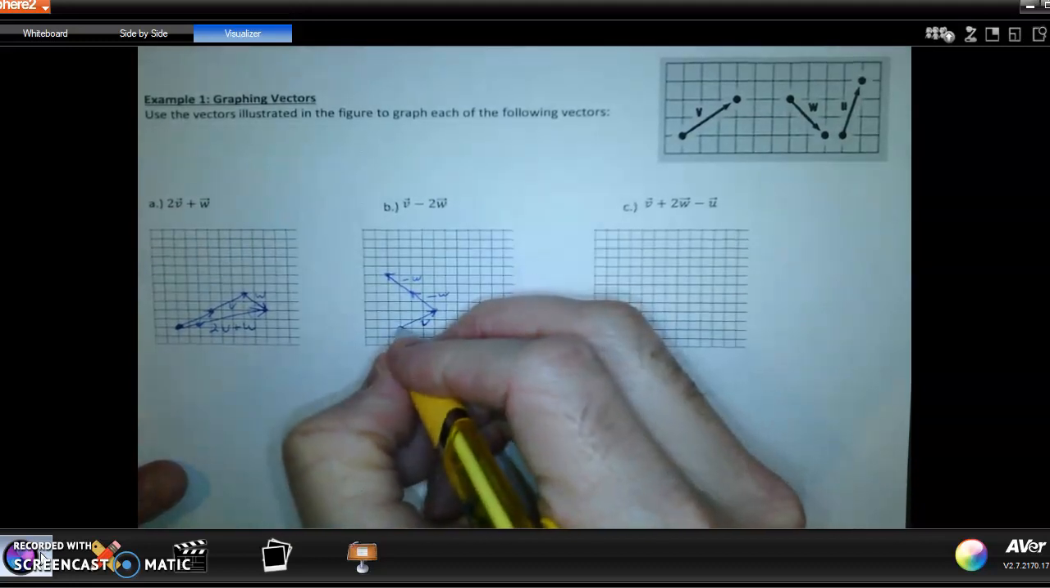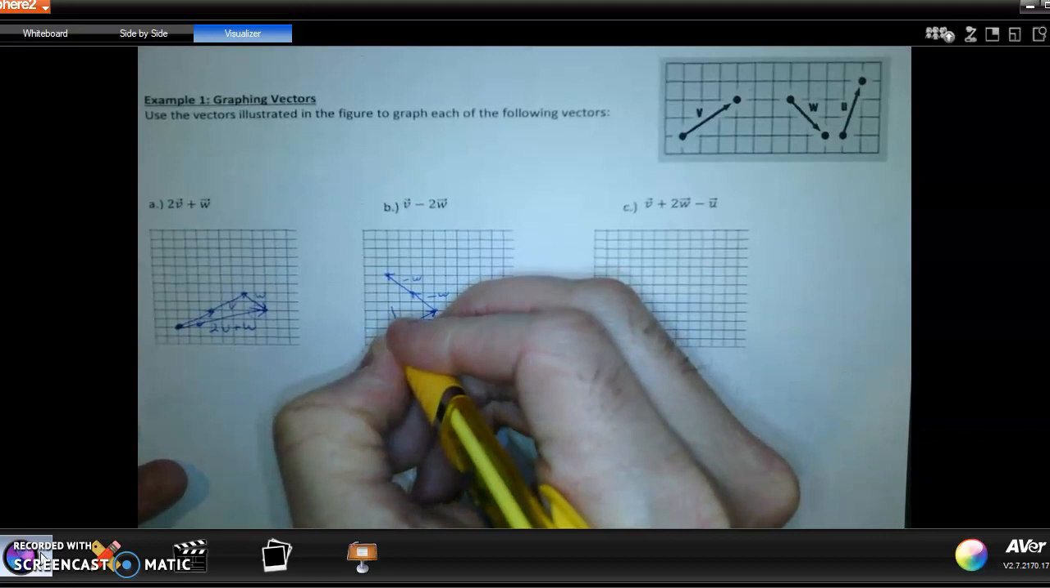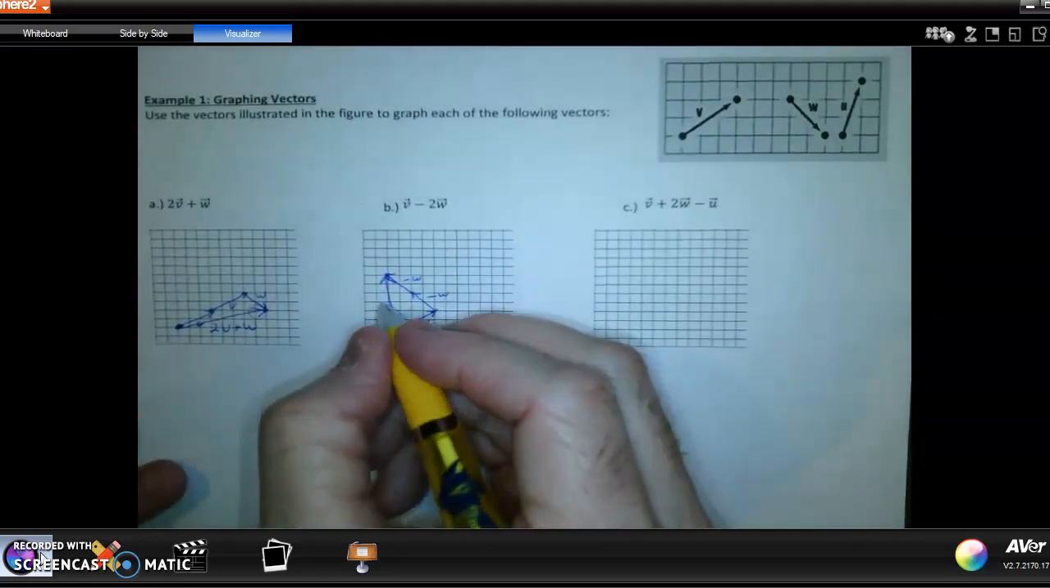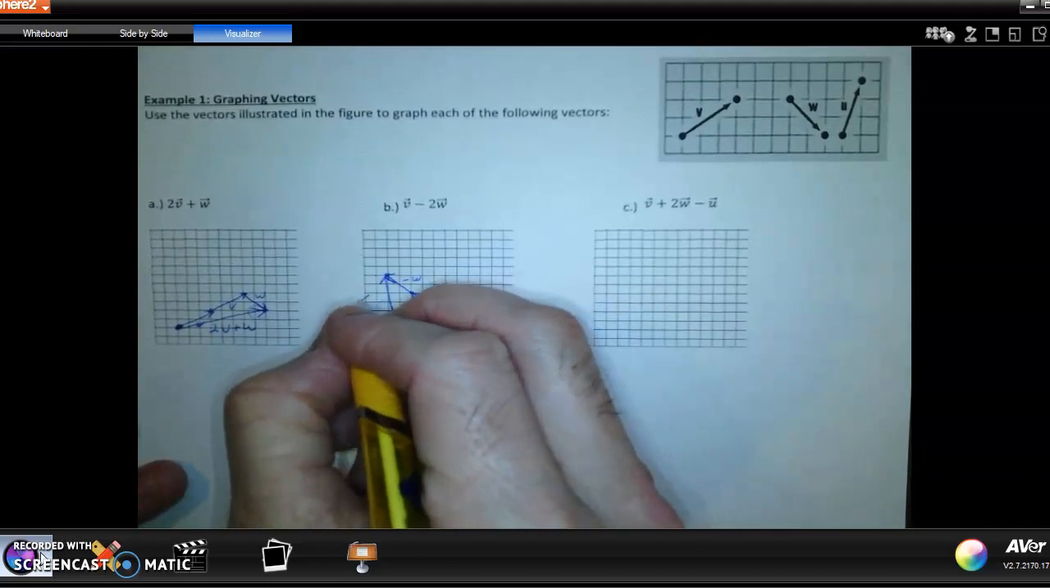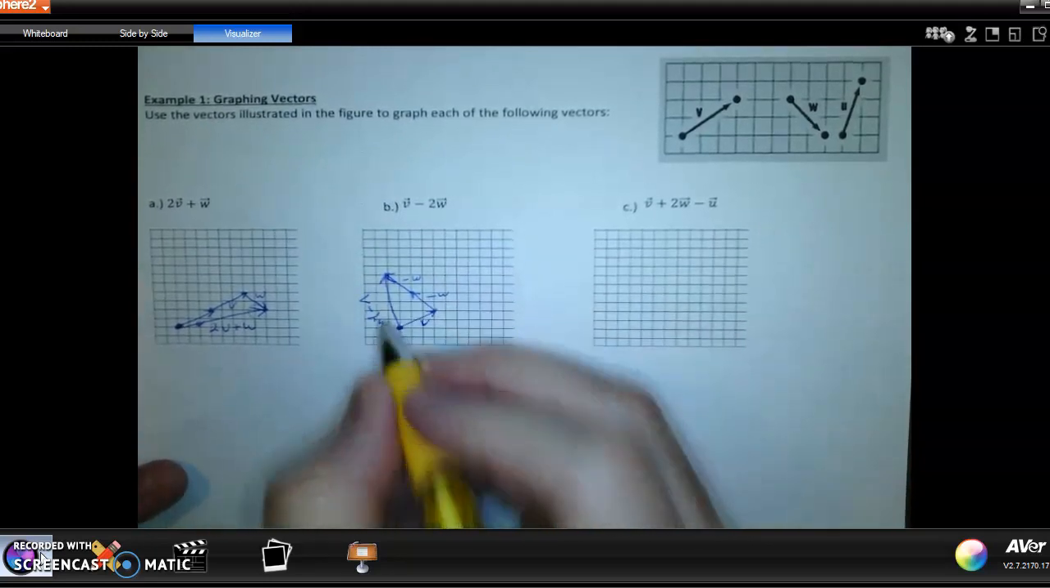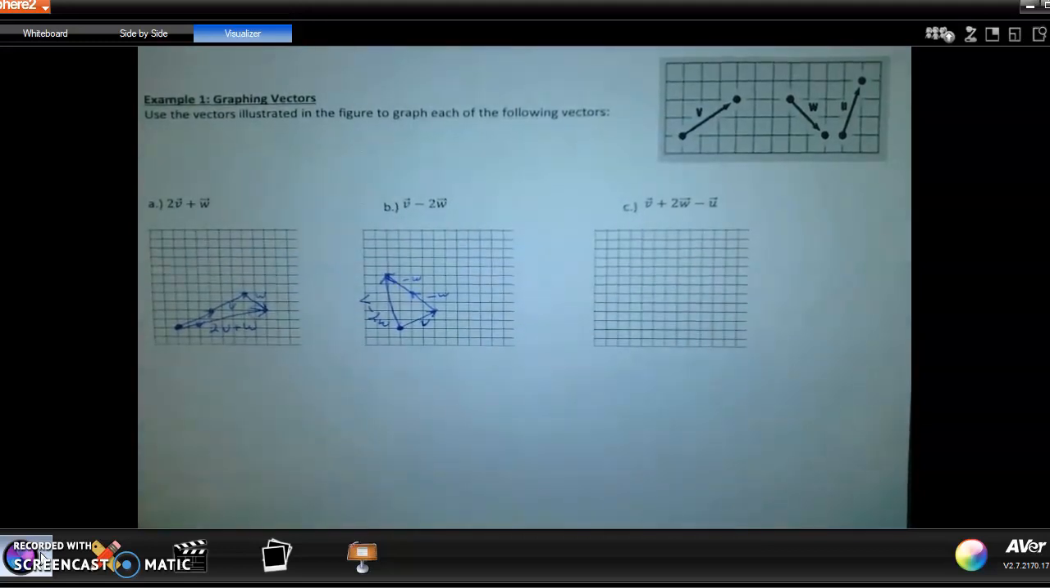This is my answer. The vector that started where I started is going to end where I just ended. And I'm even going to label that vector v minus 2w. That's the answer to that problem.